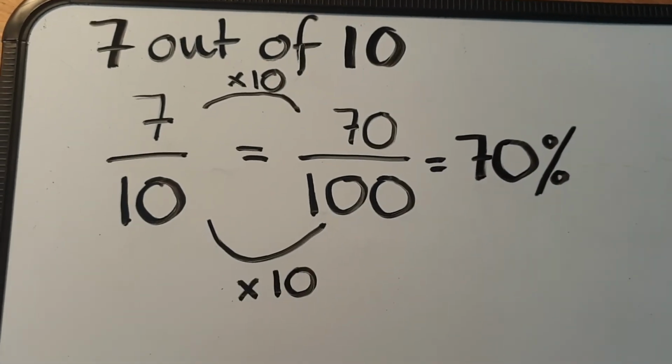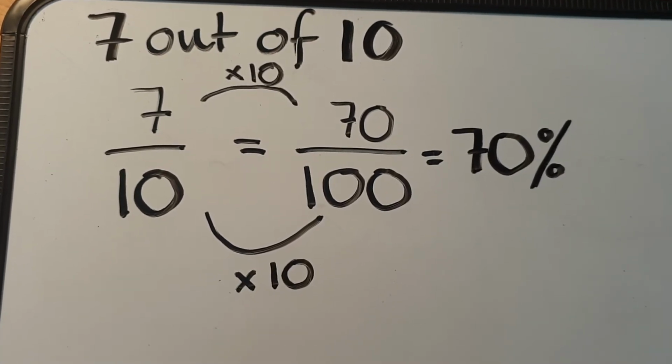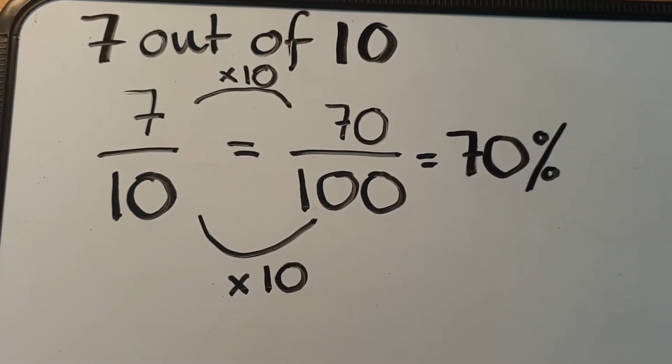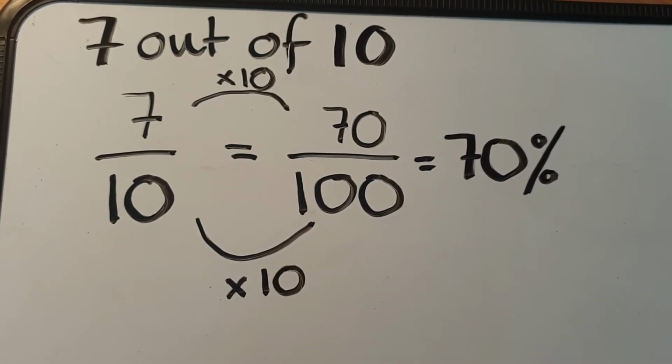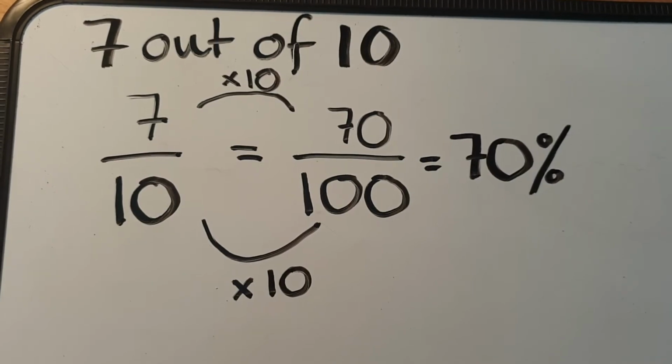So just write it as a fraction. Then we had to look at the denominator and decide that we have to multiply that by 10 to make 100. So do the same to the top. And 70 over 100 is equivalent to 70%.